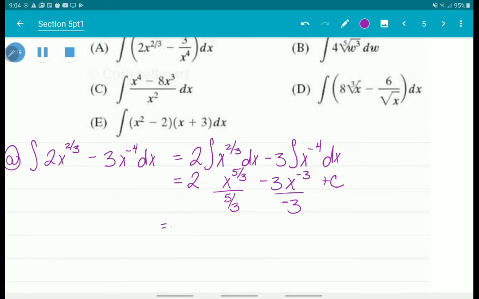Now we need to simplify this. Dividing by 5/3 is the same as multiplying by the reciprocal. It's your keep change flip rule. Negative 3 divided by negative 3 is a positive 1. So we're going to have 6 over 5 x to the 5/3 plus x to the negative 3 plus c.